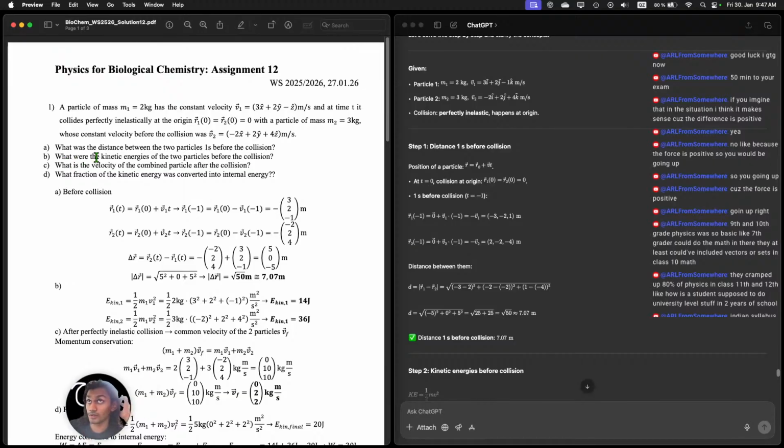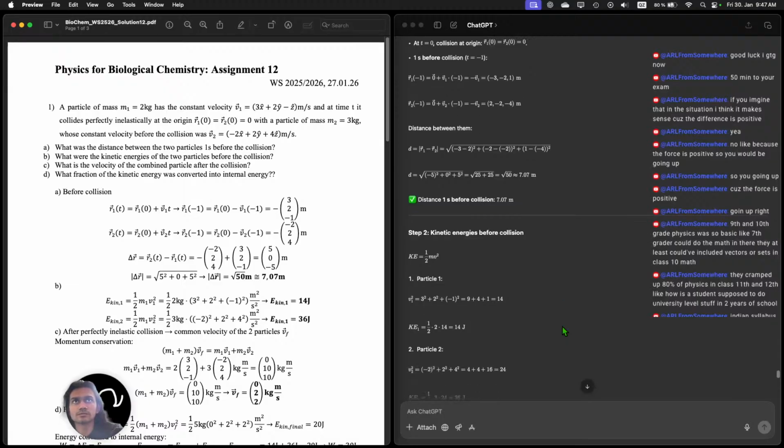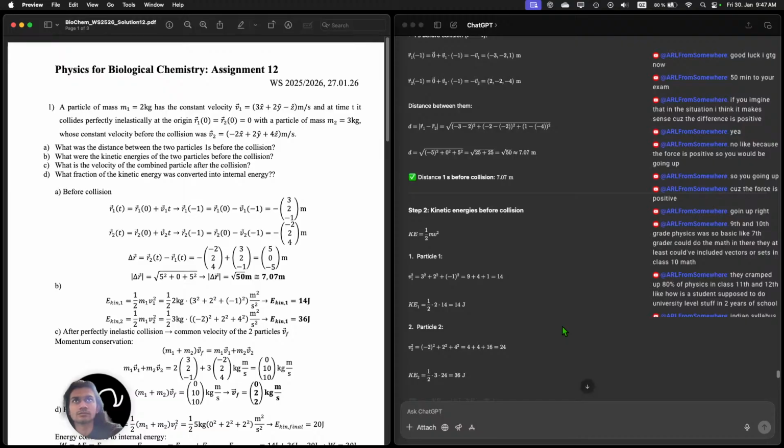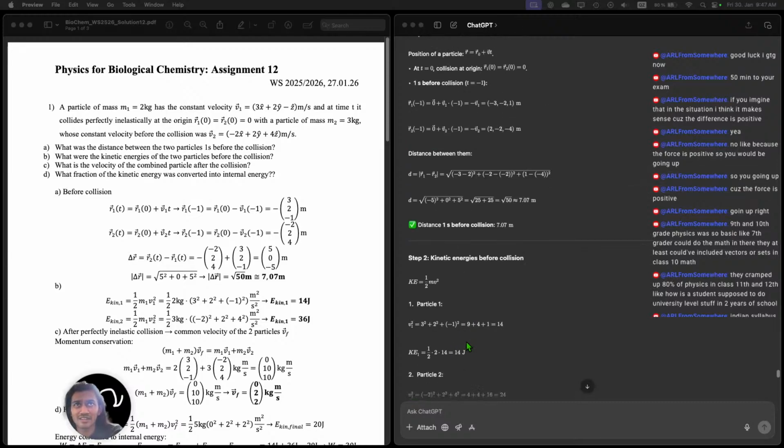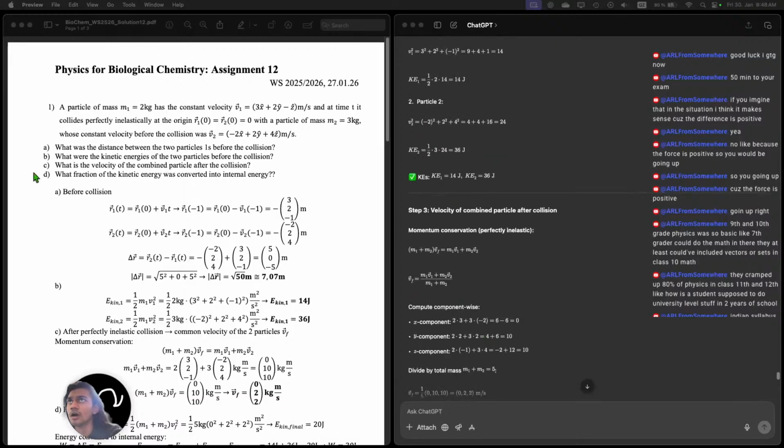What is the kinetic energy of the particles before the collision? Half m v square. v square is equal to the square of the magnitude. Okay, 36 joules.